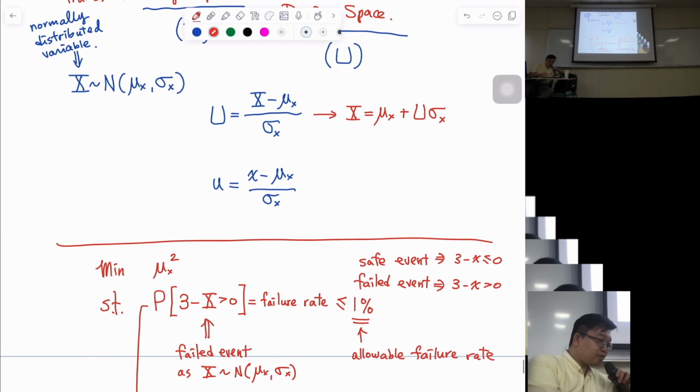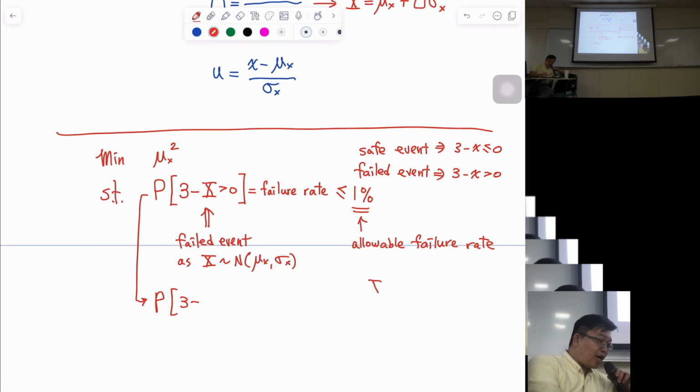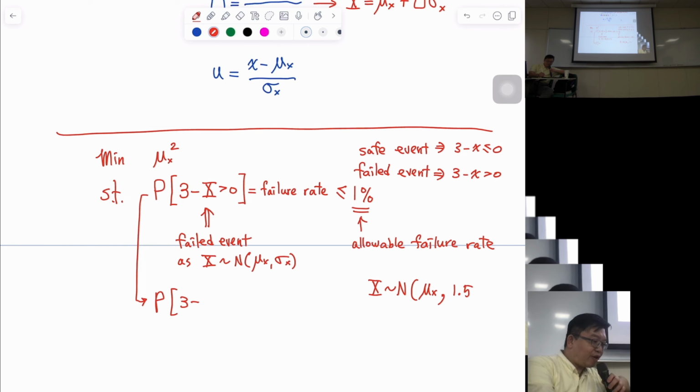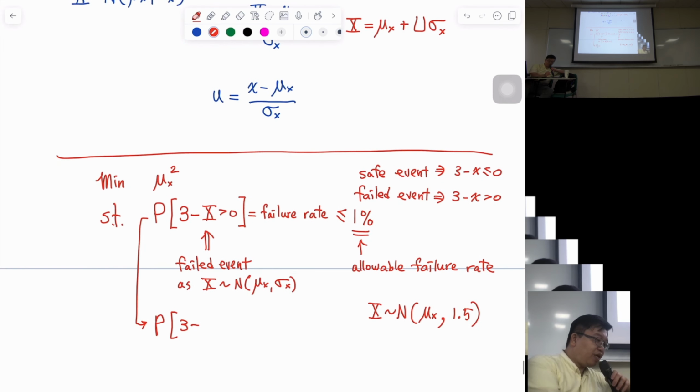3 minus, I need to define. So let's say X is a normal distribution. Let's say the mean value can be changing because we move our design variable by the optimization process. We can change the position of the mean, but let's say the standard deviation is a constant value. So it's always having a standard deviation of a certain value. Let's say it's 1.5. So over here, mean is still the mean, right?